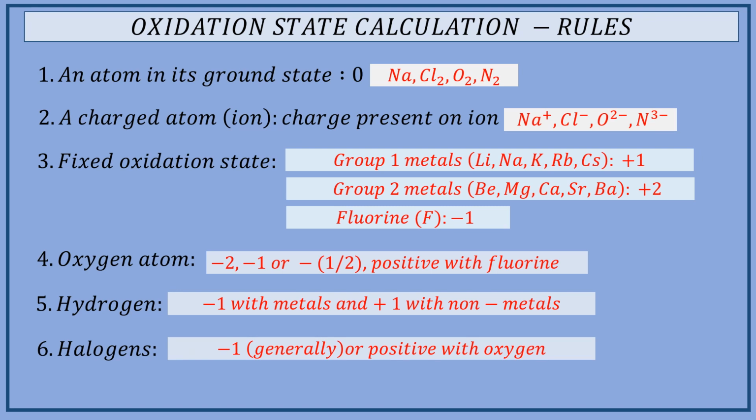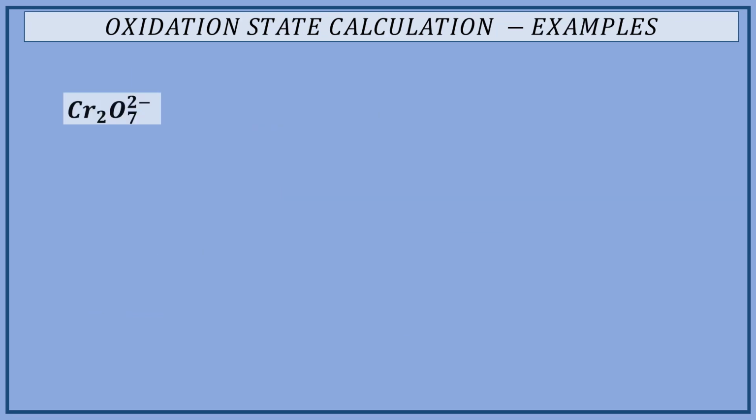Here is a summary of all the rules that we have learned in our previous video. Now let us go ahead and apply them to see how we calculate the oxidation number of a given atom in a molecule. Let us begin with this example Cr2O7 2-, where we have to calculate the oxidation state of chromium.